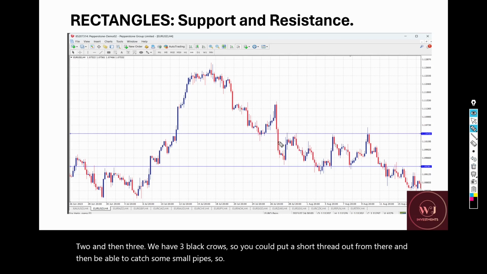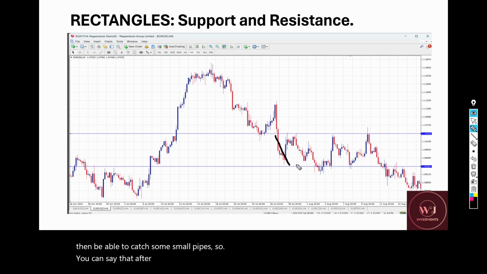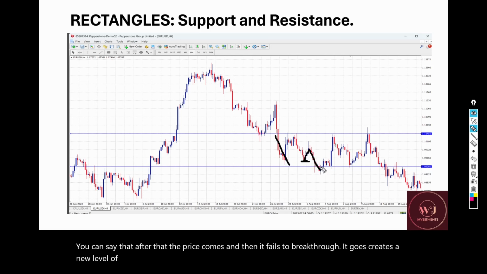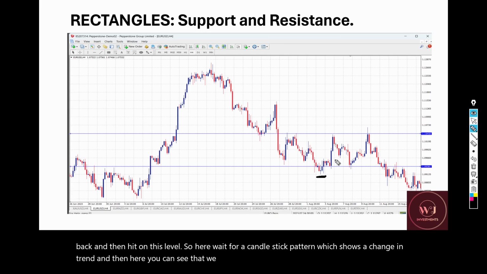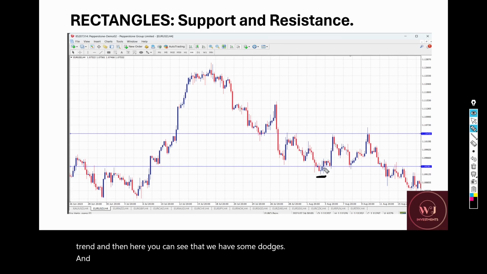You can see that after that, the price comes and fails to break through it. It creates a new level of support. This new level of support is where we expect the price to go back and hit this level. So here we wait for a candlestick pattern which shows a change in trend. Here you can see that we have some dojis, and then this is followed up by a strong bullish candle. So you could put a buy from there and wait to catch the wave up.